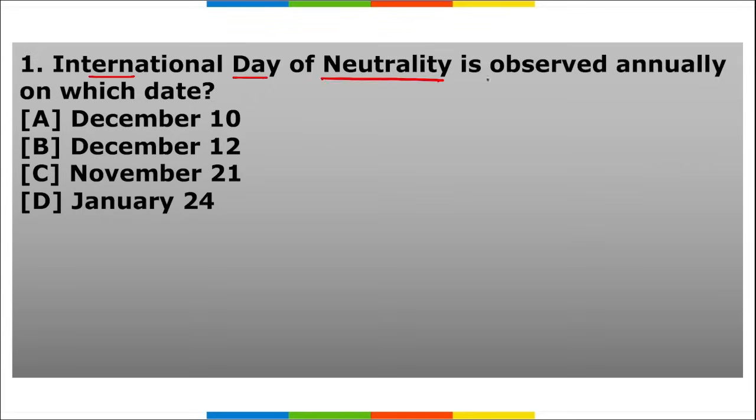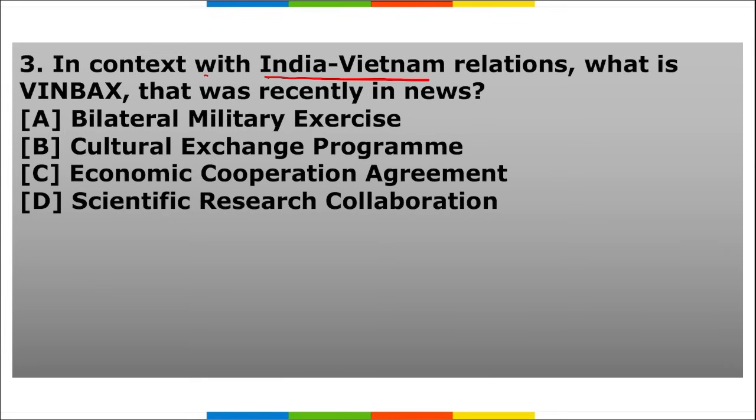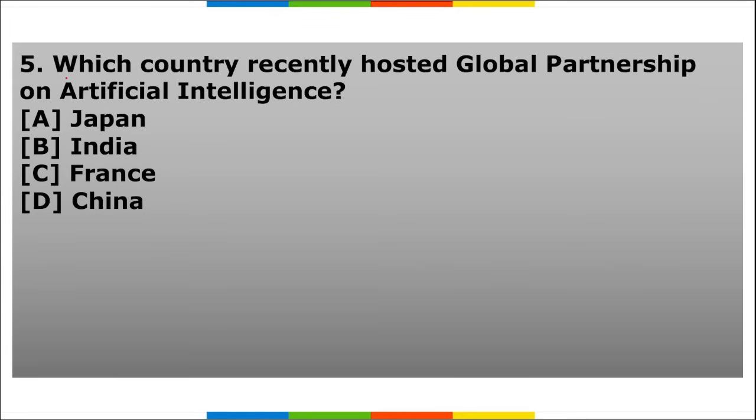Next is our homework section. First, International Day of Neutrality is observed annually on which day? Next, who is the recipient of the Padmapani Lifetime Achievement Award at the upcoming Ajanta Ellora Film Festival of 2024? Third, in context with India-Vietnam relations, what is Vinbax that was recently in news and which edition of Vinbax was also observed? Tell me that. Fourth, the annual festival Sahar Amartalya Torgya. This is celebrated every year in which state? Tell me. Next, which country recently hosted the Global Partnership on AI?